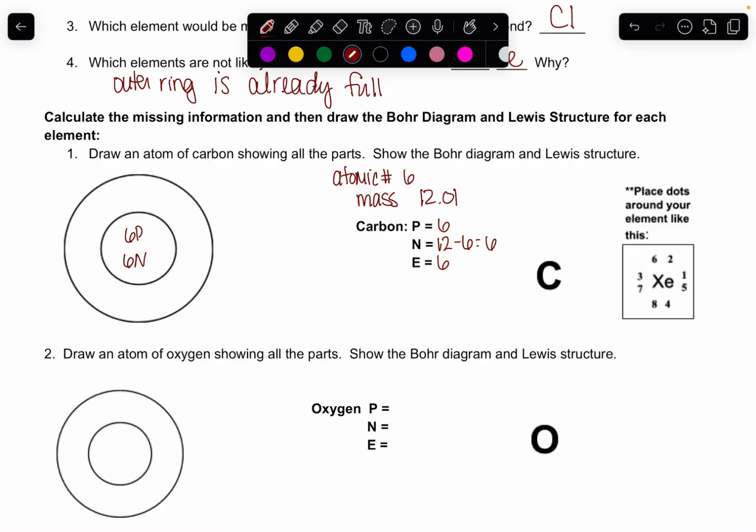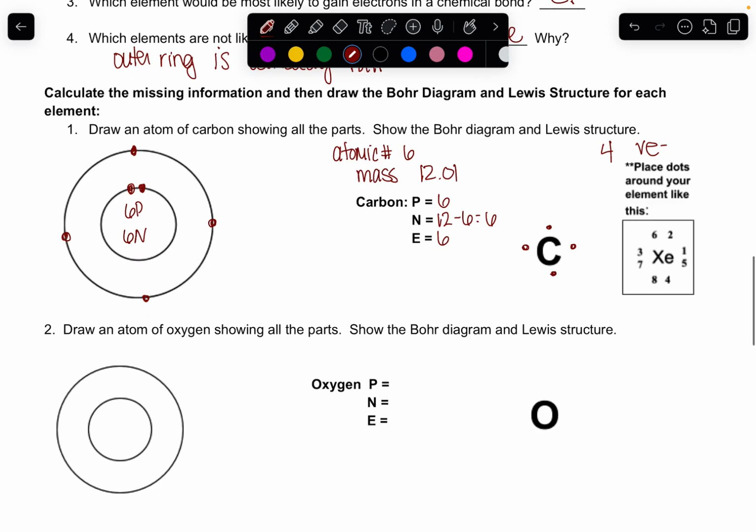So I start out with 1, 2 in my first level, jump out to my second level because that's full. 3, 4, 5, 6. For my Lewis structure, remember my Lewis structure, I'm only worried about my valence electrons, and I have 4 this time. I'm going to follow my diagram here, and I'm going to do 1, 2, 3, 4.